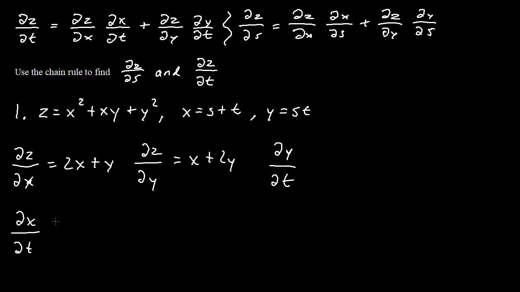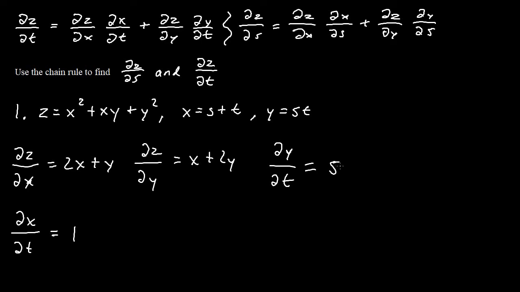So the partial derivative of x with respect to t, if t is the variable, s is the constant, then the derivative is simply just 1. And then for the partial derivative of y with respect to t, if t is the variable, once again, s is the constant, then the derivative will be s.